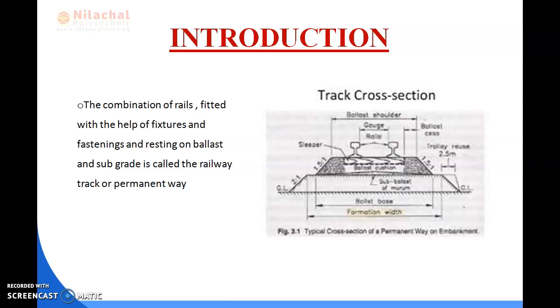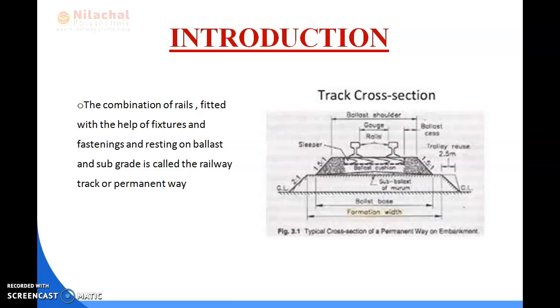Because the rail is not only placed over the ground; below the ground level there are some layers made for the track. That track is made for the railway to help the train move safely and comfortably. Whenever the train moves over the rail track, the bare ground is not sufficient or suitable to carry the load of the train. That's why there are some layers.